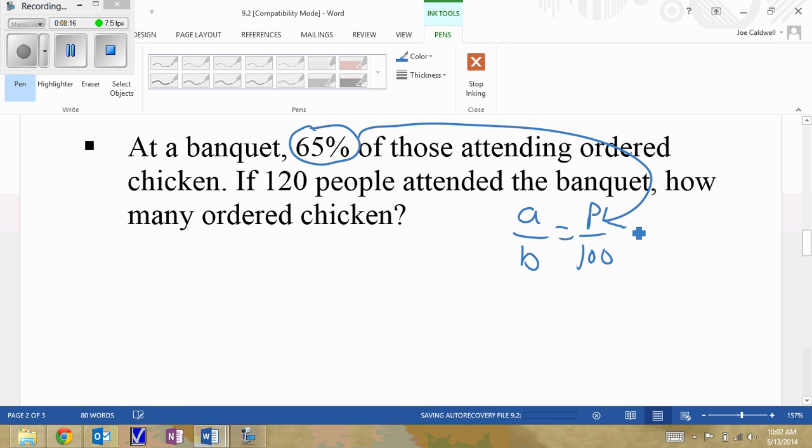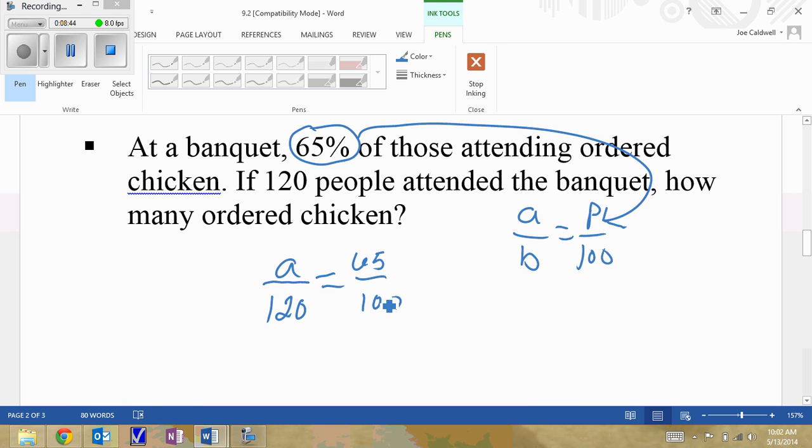And so now the question is, at a banquet, 65% of those attending ordered chicken. If 120 people attended the banquet, how many ordered chicken? So 120 in this case is the entire amount of people, or the whole value. We want to know what part, A, of those people actually ordered the chicken. And we also know that 65%, or 65 over 100, ordered the chicken.